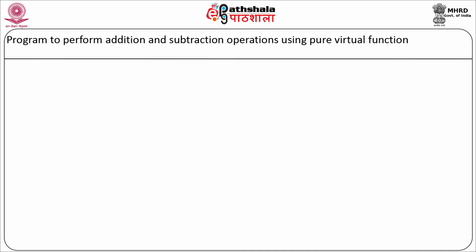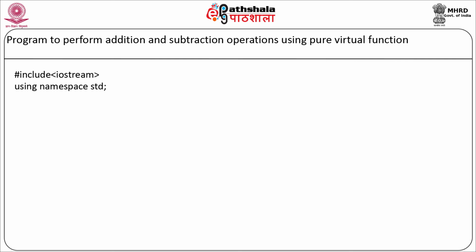Now let us see a simple program to perform addition and subtraction operations using the concept of pure virtual function. We will start with our program, hash include iostream using namespace std. Now here we are going to declare 3 classes. The first class will be a base class, the second class will be the addition class which will inherit base class in a public mode, and third class will be subtraction class which will again inherit the base class in a public mode.